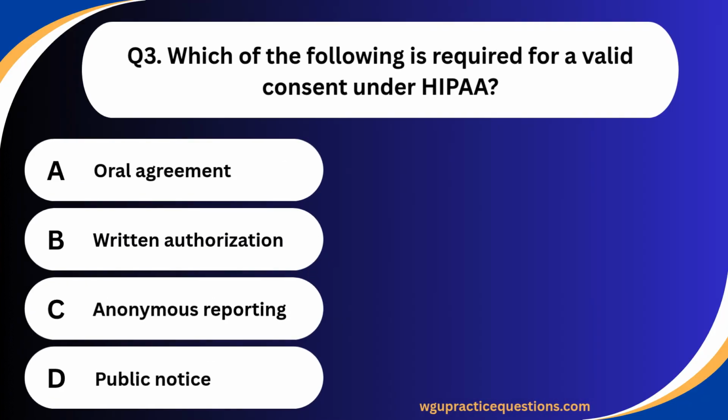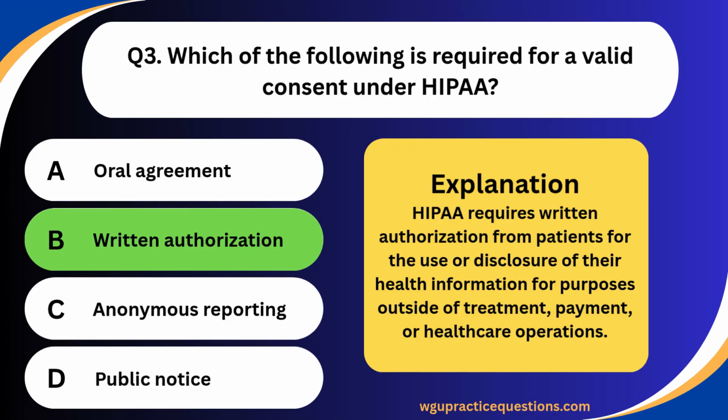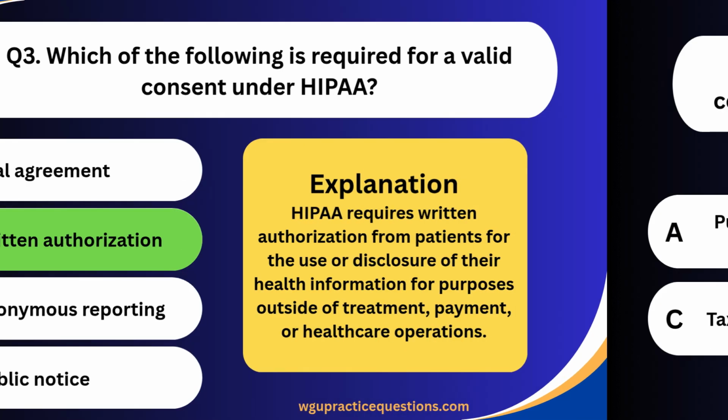The correct answer is B. Written authorization. Explanation. HIPAA requires written authorization from patients for the use or disclosure of their health information for purposes outside of treatment, payment, or healthcare operations.